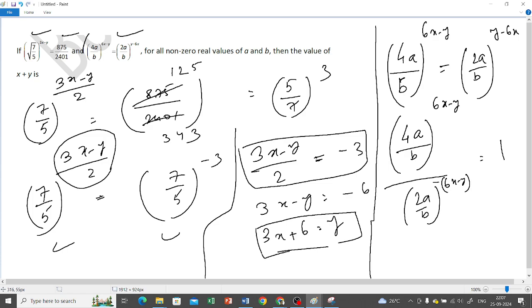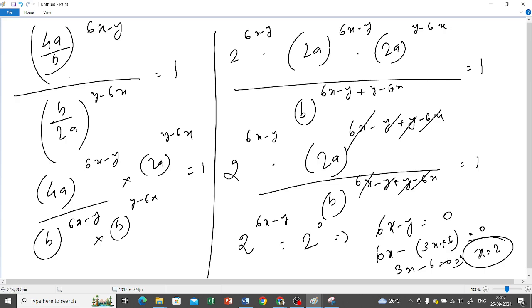Now say this is given. So I have put this 4a by b to the power 6x minus y is equal to 2a by b to the power y minus 6. Now what I did, I brought this one in the denominator of this thing 4a by b. So in this side what we'll get? We'll get 1. So what do we have? We have 4a by b to the power 6x minus y by 2a by b to the power. I am taking minus common from here. So what I am getting? I am getting 6x minus y.